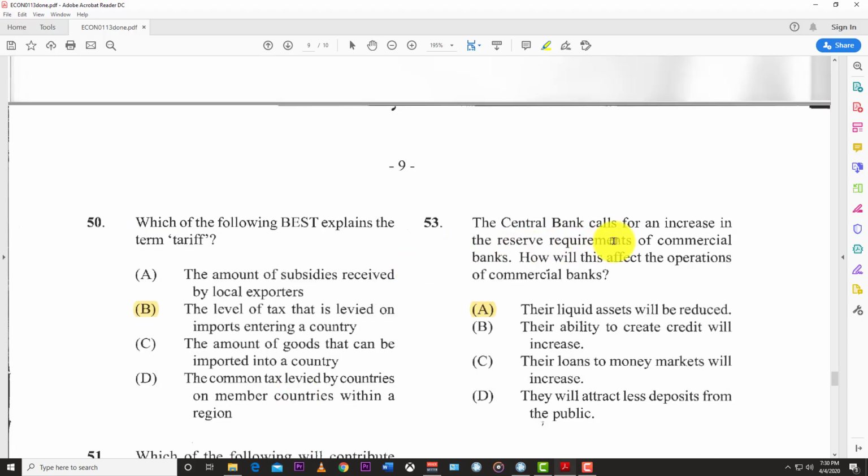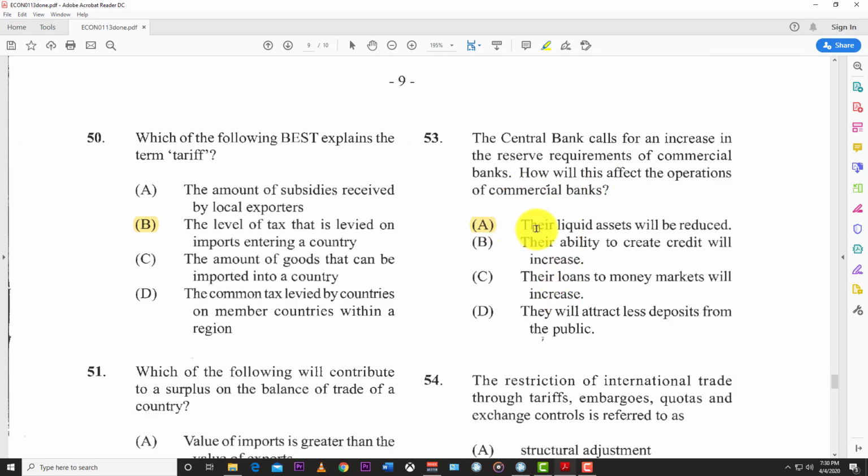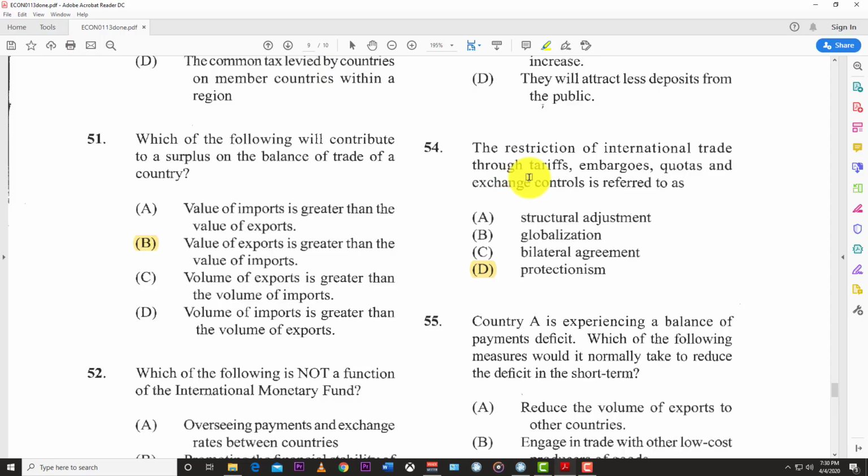53. A central bank calls for an increase in the reserve requirements of commercial banks. How will this affect the operations of the commercial banks? And the best answer here is A, their liquid assets will be reduced. When you increase the reserve requirement, that means they have to hold back more of their cash, so they can't lend out as much. So therefore, their liquid assets will reduce. The amount of money they can lend out will reduce. 54. The restriction of international trade through tariffs, embargoes, quotas, and exchange control is referred to as, and the best answer is D, protectionism. All right, protectionism, protecting your economy.